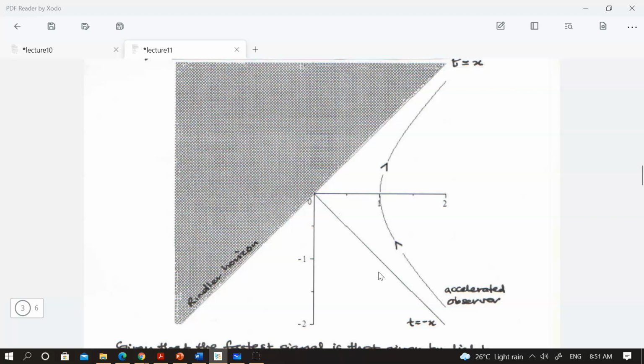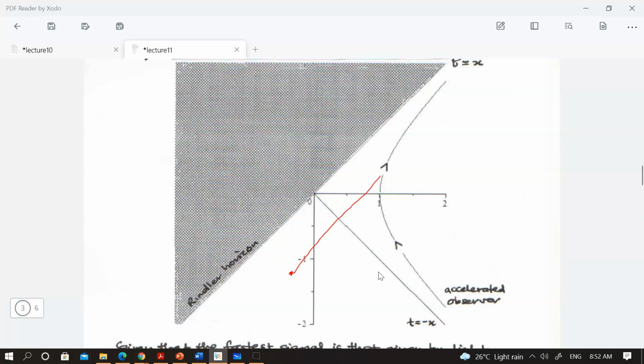Now, what's really important over here is that if I'm not inside this shaded region, for example, I'm here, I can send a signal to this accelerated observer. I can send a signal, and let's say I'm going to use light itself, so I can draw a parallel line to this line. So over here, draw a parallel line.